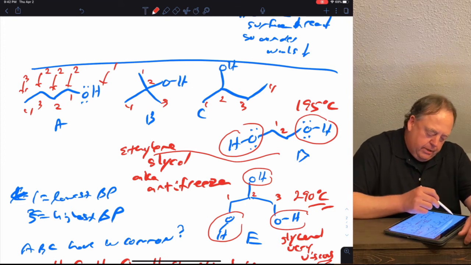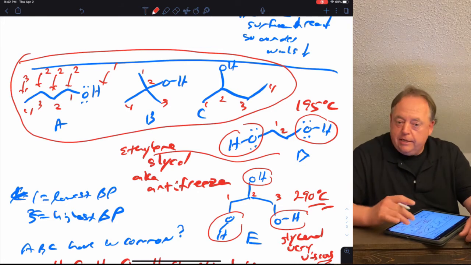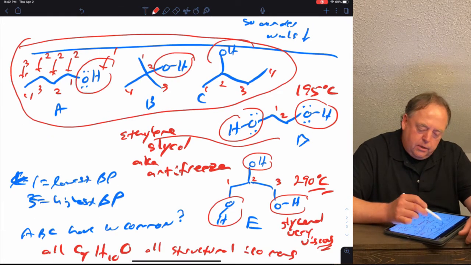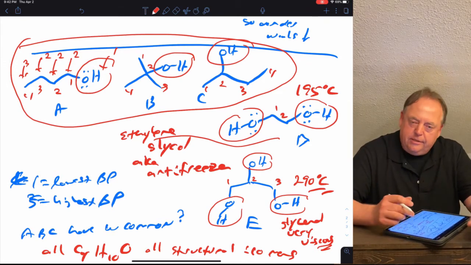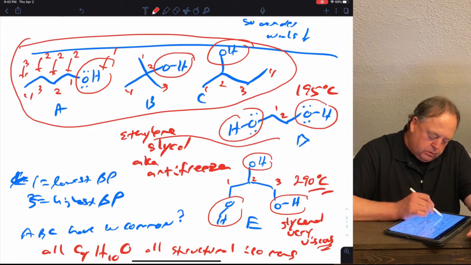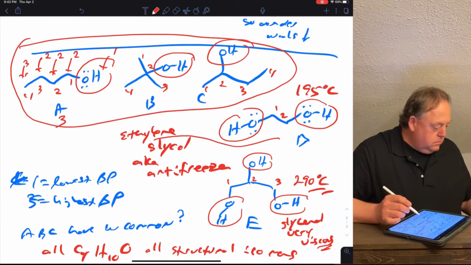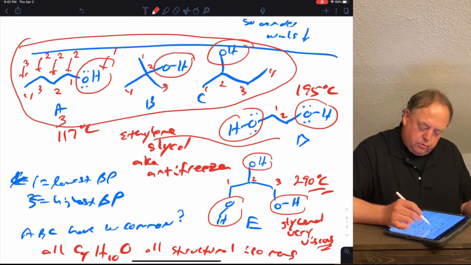Okay, and then between A, B, and C, these molecules are all C4H10O, so which will have the highest boiling point? They all only have 1 OH, so they can all only make 1 hydrogen bond. So hydrogen bonding is a wash between them, so then you would go to surface area. A has the most surface area, it's the most linear, so it's going to have the highest boiling point. So it's 117.